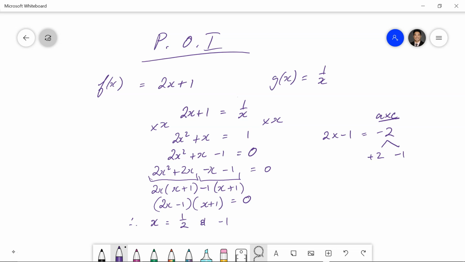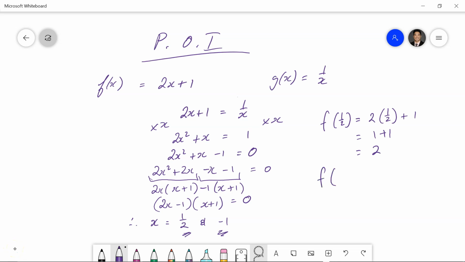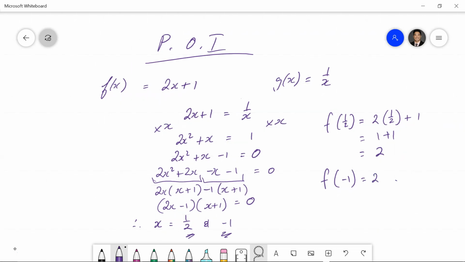Okay, so once we've got those two, we're going to substitute them into the equation. And so we'll have f of a half is equal to 2 times a half plus 1, which is 1 plus 1, which is equal to 2. And then if we did the same thing with negative 1, it doesn't really matter if you substitute into this one or this one, it's going to get the same results, okay? So f of minus 1 is 2 times minus 1 plus 1. So minus 2 plus 1 is equal to minus 1.